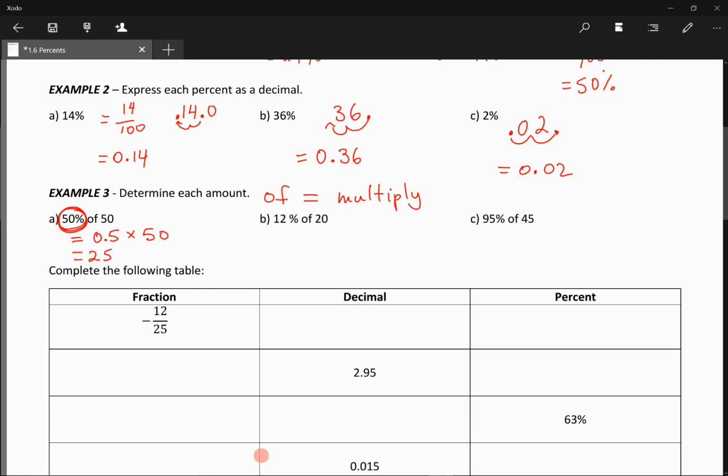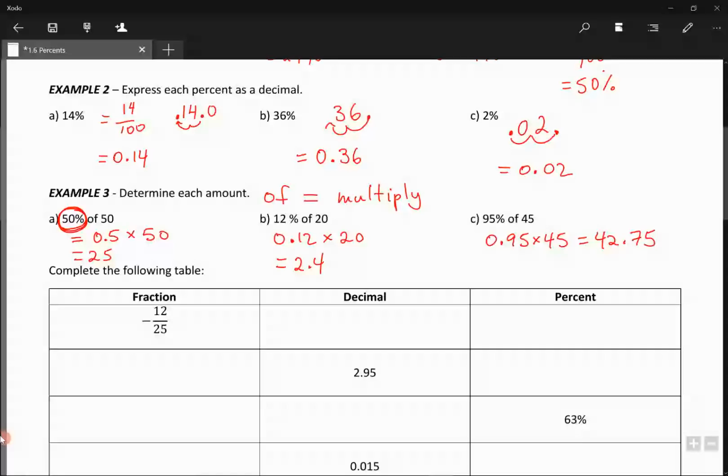Next one, 12% of 20. Again, decimal first, so 0.12 multiplied by 20, because of means multiply, and that's 2.4. And 95% of 45, so I take my decimal, 0.95, multiplied by 45, and that's equal to 42.75.